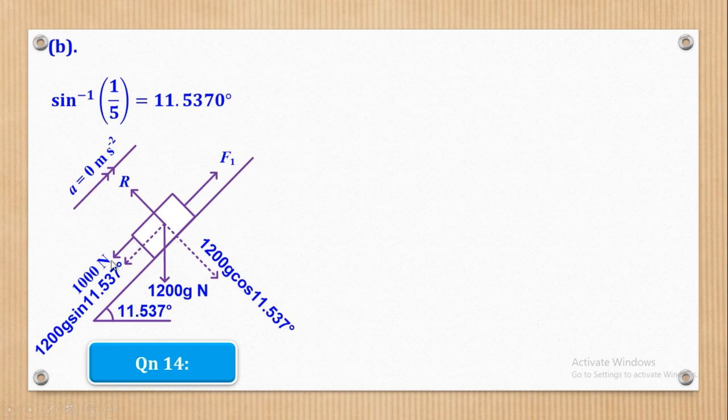The resistance is the same, which is 1000 newtons. And these forces are dotted. Why? Because this force and this force are resolved parts of this weight. So note that the component of weight along the plane and the component of weight perpendicular to the plane must be dotted. After drawing that sketch correctly, next is to resolve along the plane.